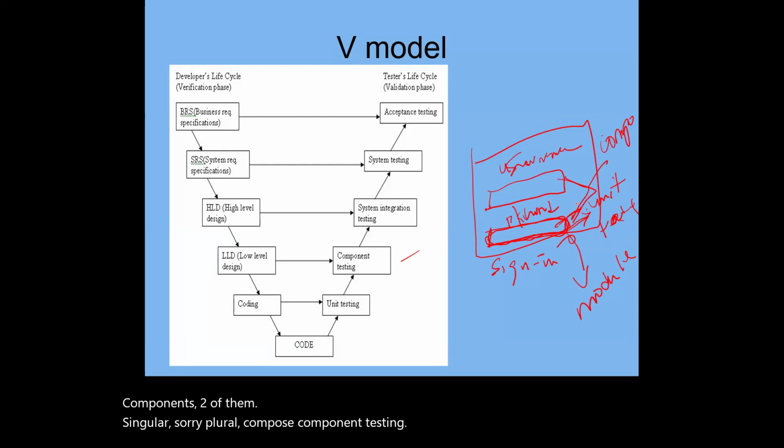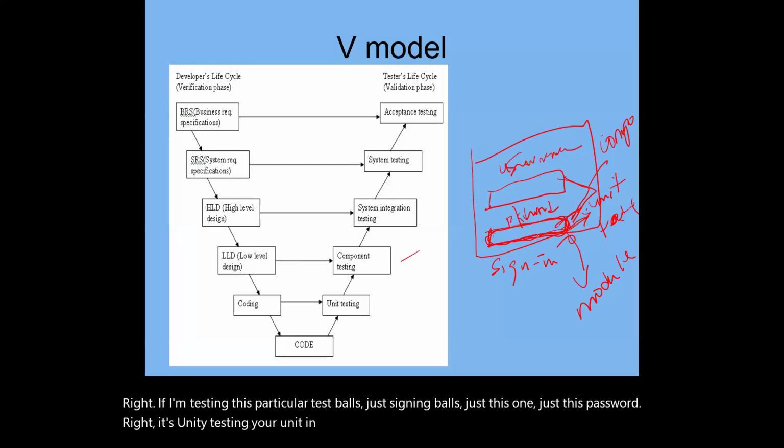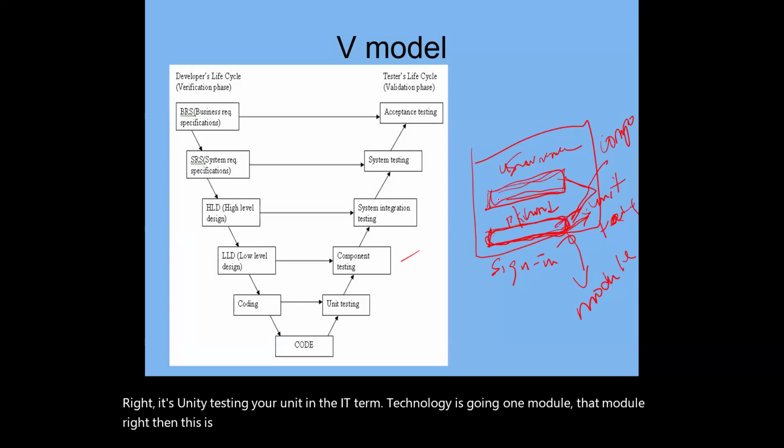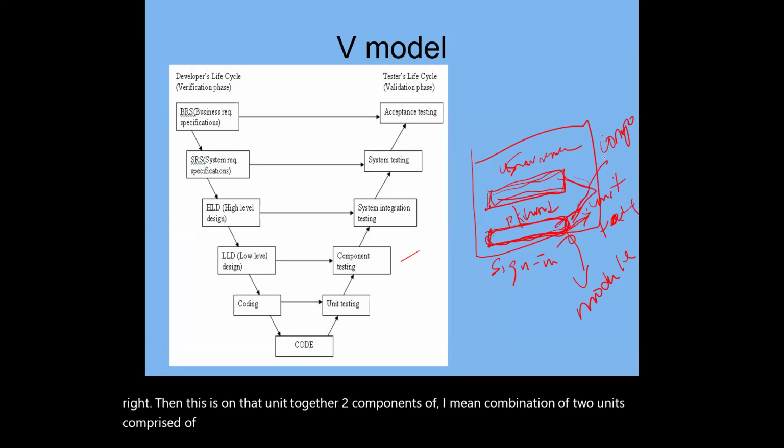I'm testing this particular module. All right? So I'm testing this particular box, just the sign-in box, just this one, just this password. It's unit testing, your unit. In IT terminology, it's called one module. That module, all right? Then this is another unit. Together, a combination of two units comprises what we call component testing.